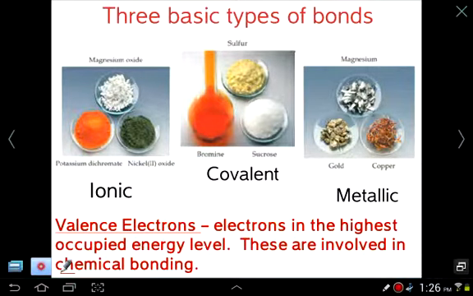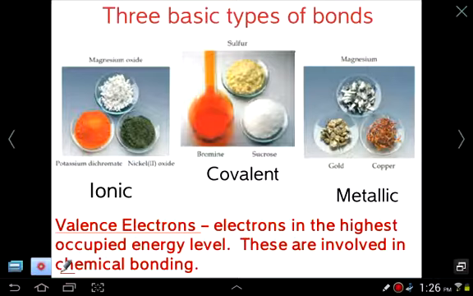Even if you take a look at the examples of each type, they look visually pretty similar, but the bonding inside of the elements is very, very different. In fact, all three of these have drastically different properties. Sucrose, for example, compared to magnesium oxide, compared to copper, drastically different properties. And we'll be able to explain that using the theory of bonding.